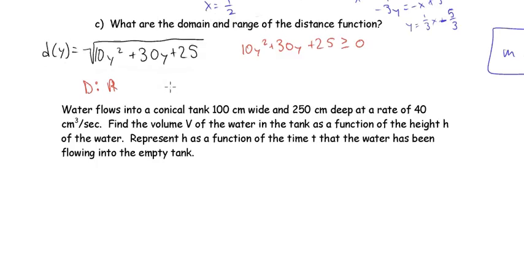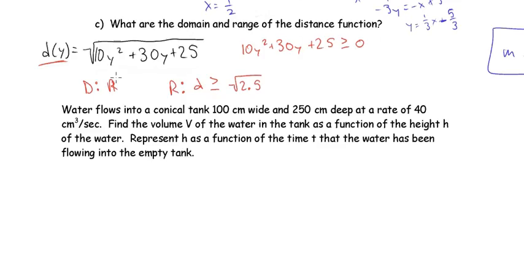Now the range, what is our output? The smallest output we can get, we went through and we found our minimum distance, and remember it was the square root of 2.5. So in that case, our distance, that's our output here, has to be greater than or equal to the square root of 2.5.